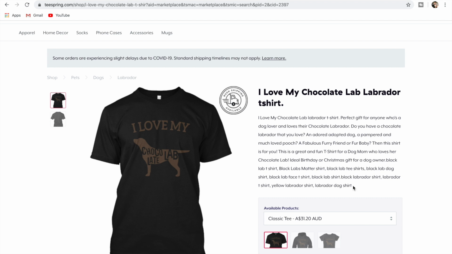Labrador shirt. So this person has gone for my first example, which is keyword stuffing. So the only problem with doing this is it can be considered spam and it can actually negatively affect your listing. So this is almost over the top, but it's obviously working on this listing because it was one of the first t-shirts that showed up in the search.